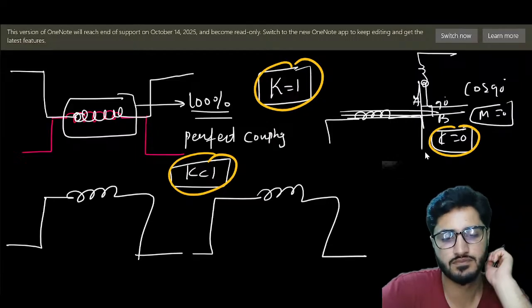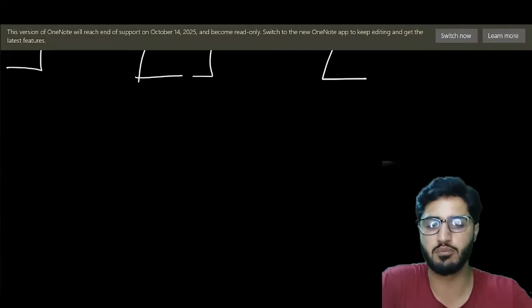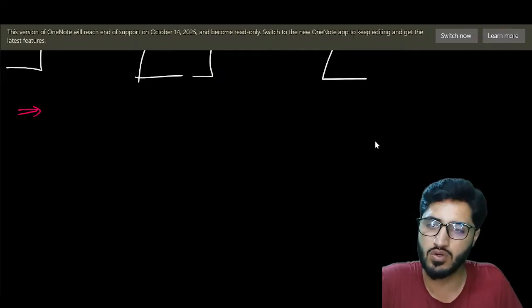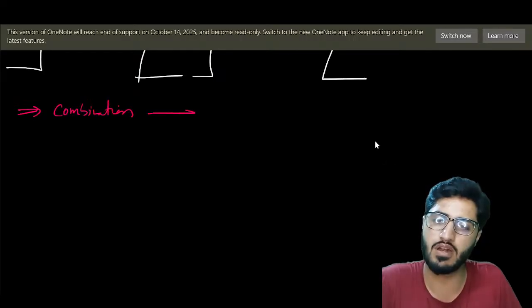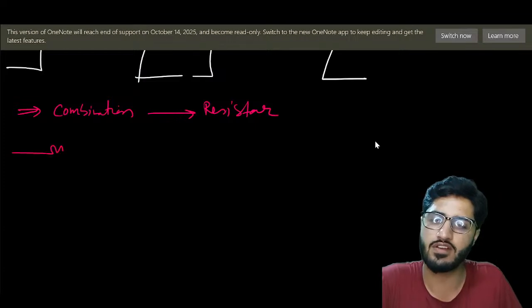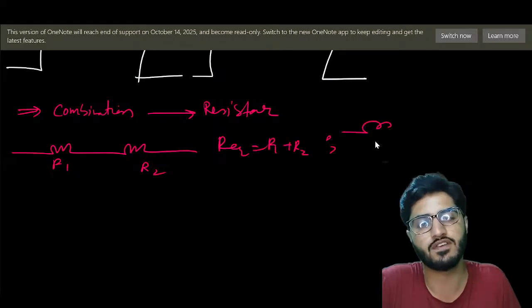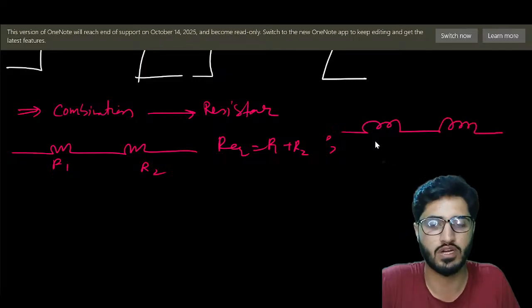Okay, now we are having combination of inductors. Combination is similar to other resistors. If we are having two resistors like this, R1, R2, what is R equivalent? R1 plus R2. In the same way, if we are having one inductor, one more inductor.